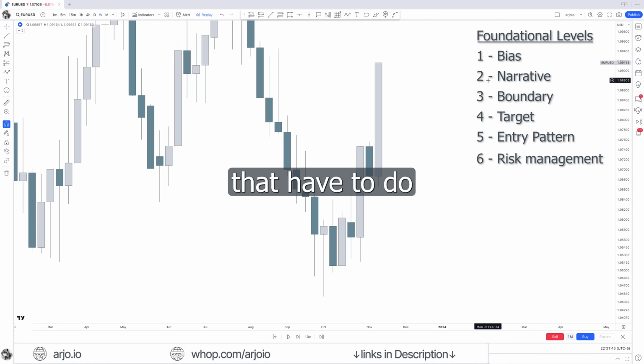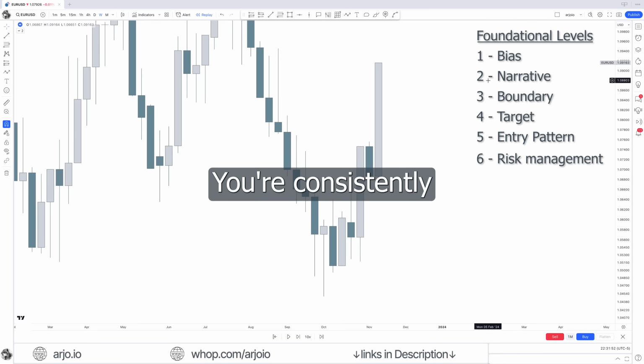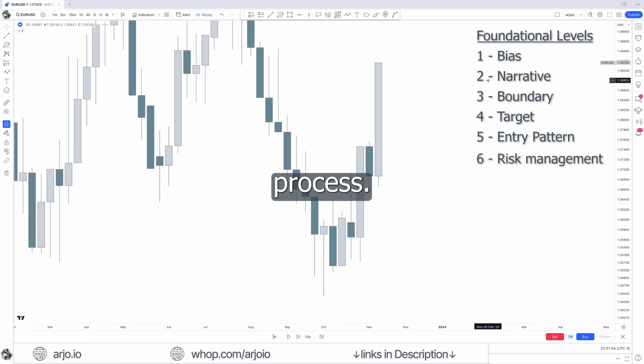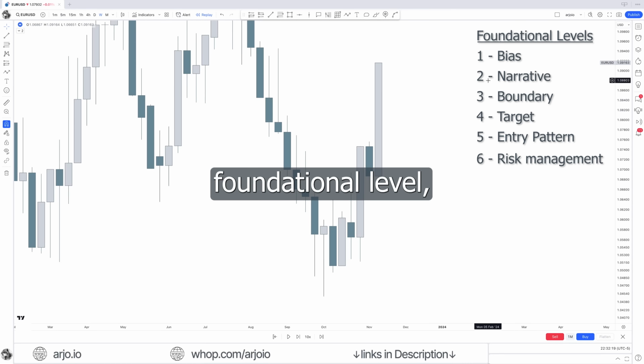So what does that have to do with boundaries? Well, it's a checklist. It's sort of a filtering process. You're consistently going through a filtering process. We first need to find that bias. If we find that bias, that creates a boundary to now go into the narrative. If we can successfully find that narrative, that now creates the boundary to go into the third foundational level, the actual boundary.